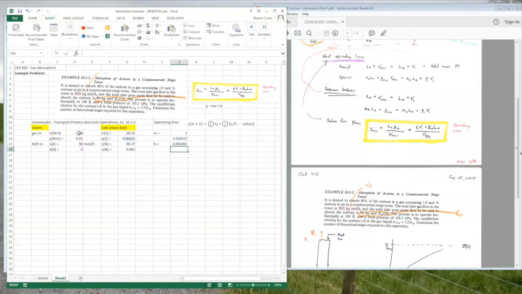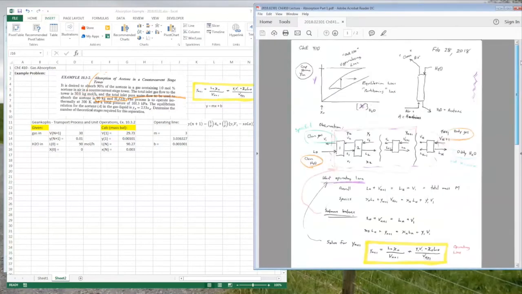So that gives us now our operating line, and just so that this is a little more obvious to you, looking at what we were thinking about conceptually here, we have an equilibrium line, which is just a given in this problem. We have the operating line.